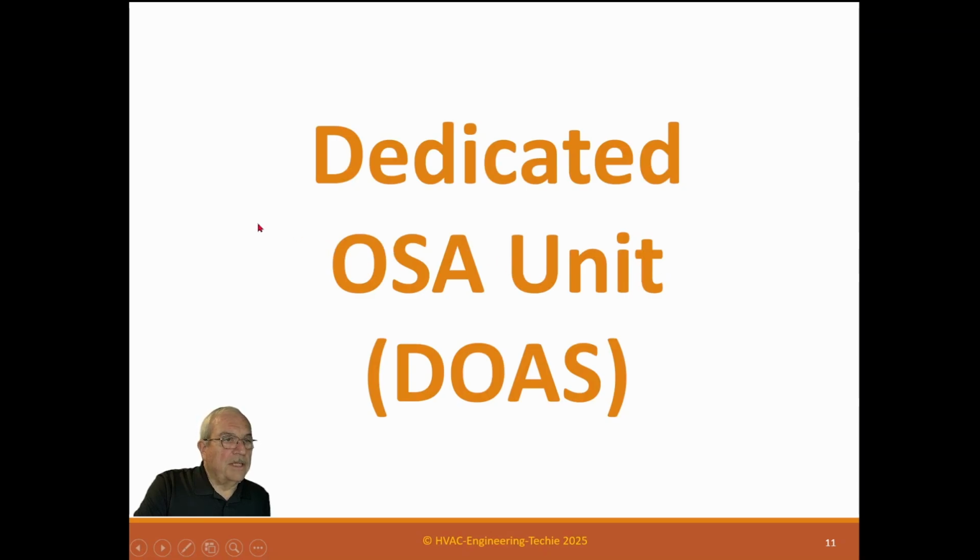Now we're going to talk about a dedicated outside air unit, a DOAS unit. All that is, is a unit that provides heating and cooling, and it provides it as outside air to other units. The DOAS may be providing outside air to air handling units, fan coil units, or it can actually be providing a large space as a single zone, whichever the engineer decides to do.